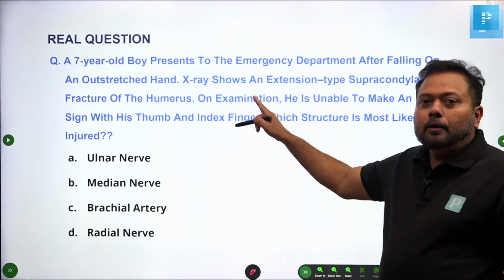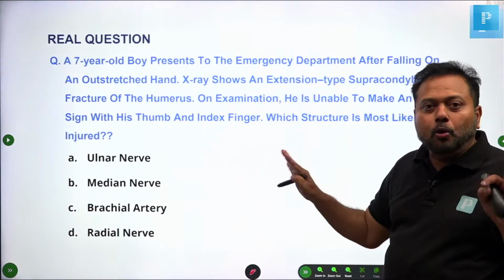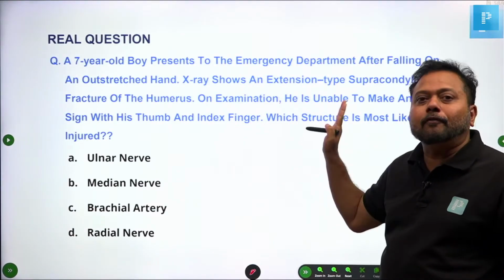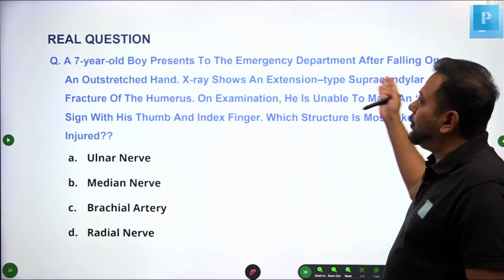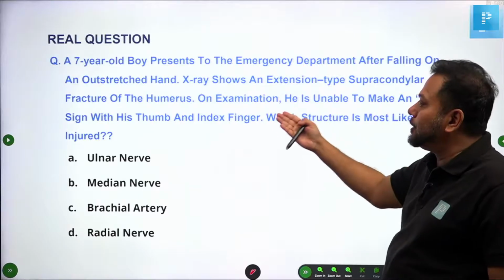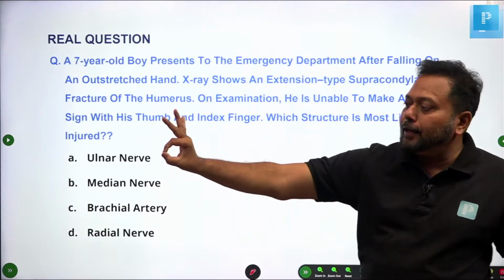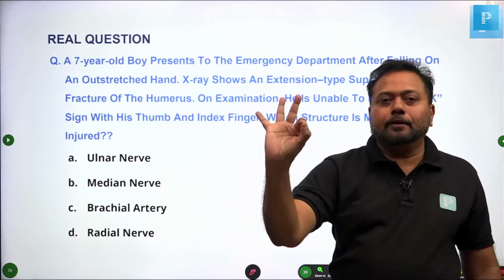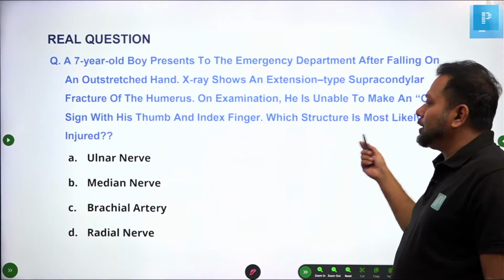We will go to the last but one question. This is one question. Next is the last question. This is no real question. Real question of Ini-Cet: A 7-year-old boy presents to the emergency department after falling on an outstretched hand. X-ray shows an extension type of supracondylar fracture. On examination, he is unable to make an OK sign. This is called OK sign, making a perfect O. He is not able to make it. So which structure is most likely injured?